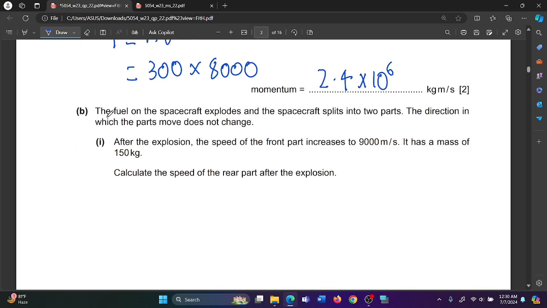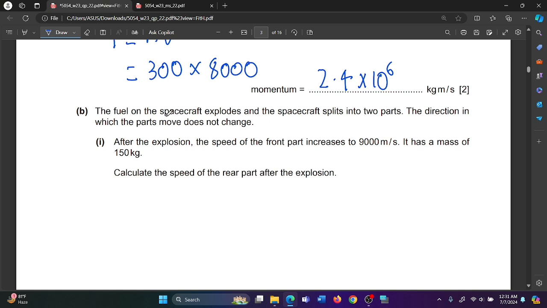In part B, it says that the fuel on the spacecraft explodes and the spacecraft splits into two parts. The direction in which the parts move does not change. After the explosion, the speed of the front part increases to 9,000 meters per second. It has a mass of 150 kg. Calculate the speed of the rear part after the explosion.